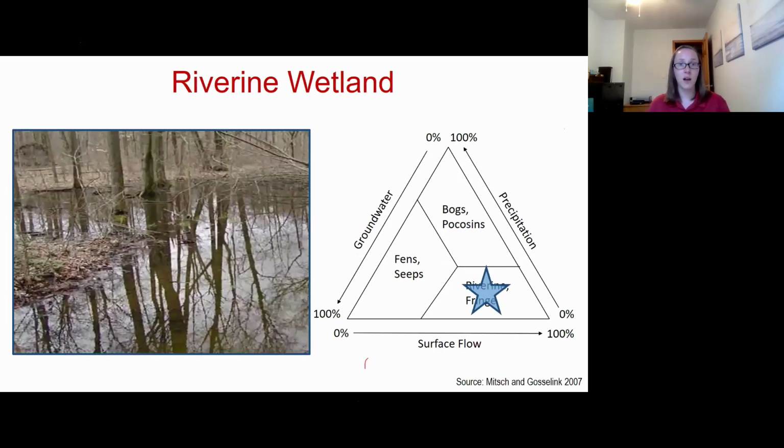And then for our third wetland type, we have riverine wetlands. Riverine wetlands get the majority of their water from surface flows, so think of these along a river system. Whenever you have a large storm event, especially something that causes the river to overflow its banks and flood into the riverine wetland, you're primarily going to see water in those riverine wetlands during large storm events or during the wetter part of the year.